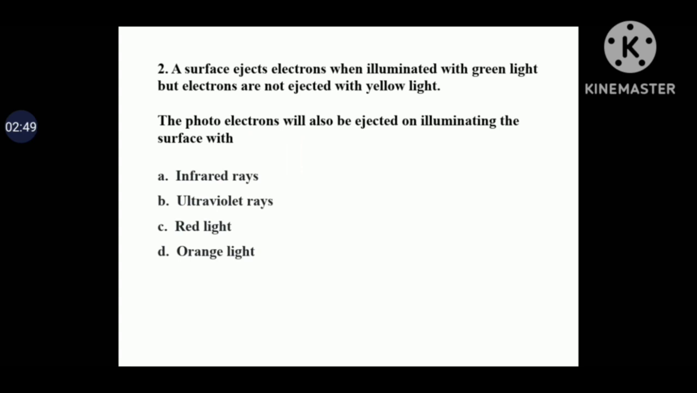Question number 2. A surface ejects electron when illuminated with green light, but electrons are not ejected with yellow light. The photoelectrons will also be ejected on illuminating the surface with option A infrared rays, option B ultraviolet rays, option C red light, option D orange light.